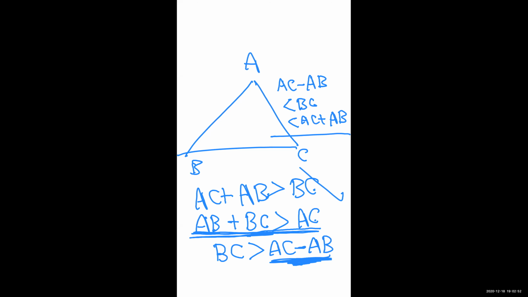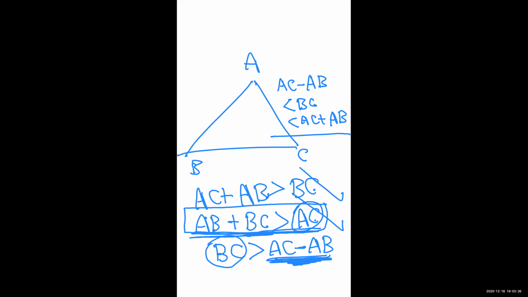Also, AB plus BC is greater than AC. Two sides inside the triangle, the summation of them is greater than the third. Till now, nothing new. So the next step, guys, I just subtracted AB from this side. So AB plus BC, I subtract AB, so it will become only BC. And here, AC minus AB. So BC is greater than AC minus AB.